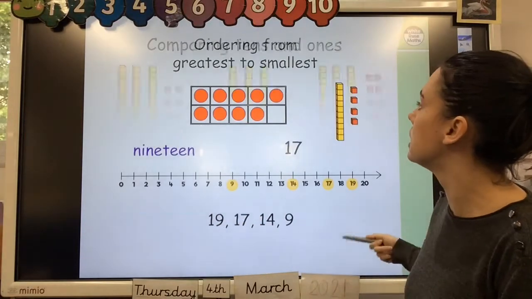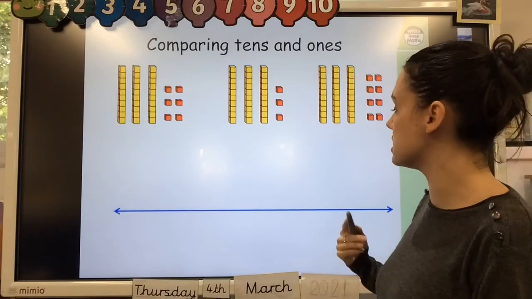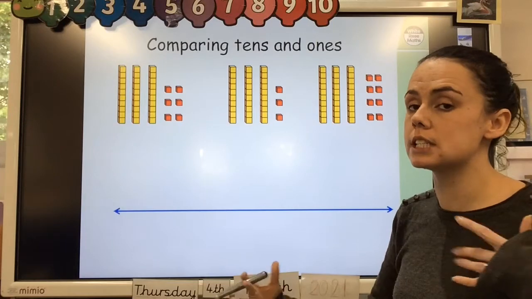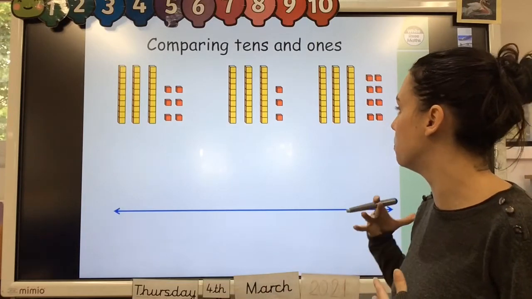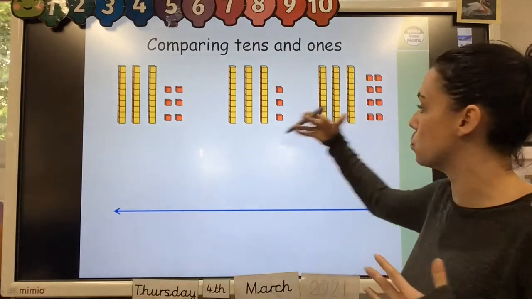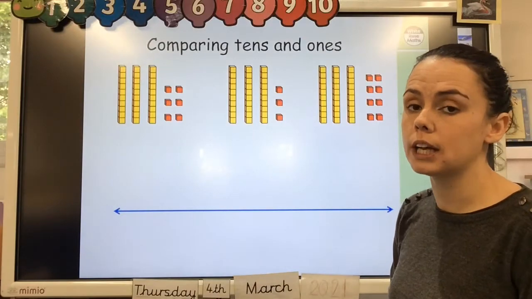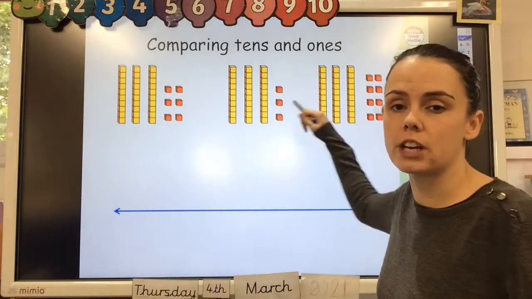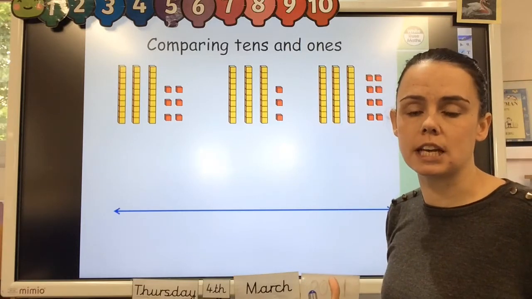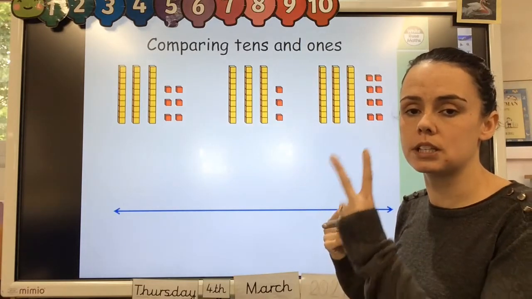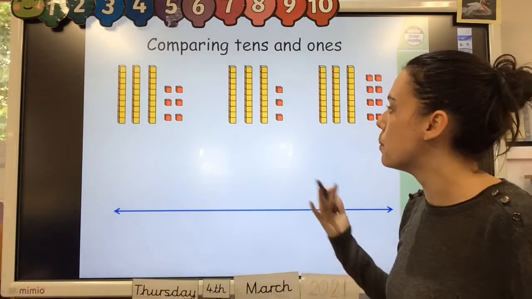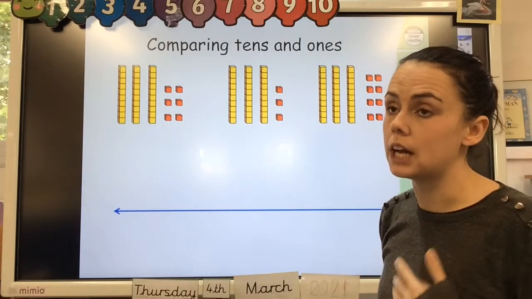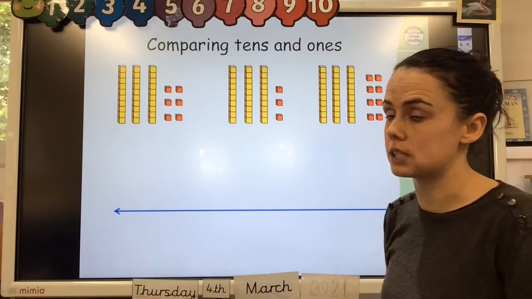Fantastic. Now, comparing tens and ones. So what we're going to do here is look at ordering these numbers, but using their tens and ones to help us. Because if you look here, each number has got the same amount of tens. They've all got 3 tens. What is 3 tens? 10, 20, 30. But they haven't all got the same ones, which means they're not all the same number. They're in the 30s, but they're not all the same number.